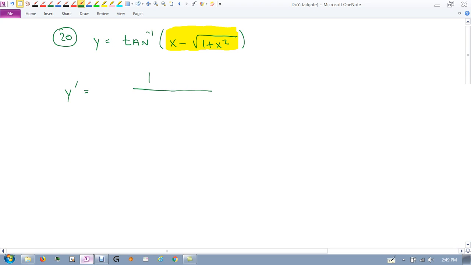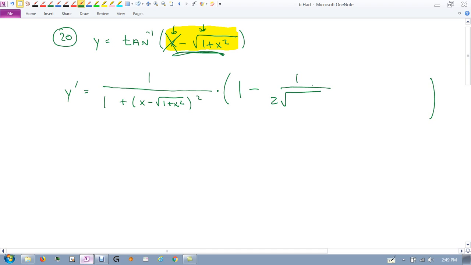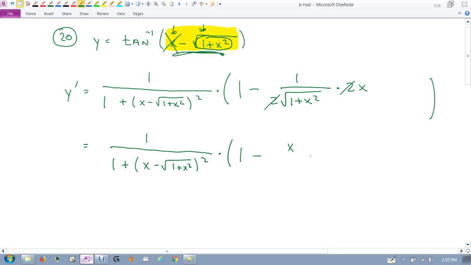So it's going to be 1 over 1 plus the argument squared times the derivative of this. Now when I take the derivative of this, I'm going to get 2 terms, so I have to take derivatives separately. And that means I need a parenthesis here so I can do the derivative of each one. So the derivative of x is 1, so that piece is gone. Minus, now the derivative of the root of something is 1 over 2 times the root of that something, then times the derivative of what's underneath that root, and that is 2x. Alright, this looks bad. 1 over 1 plus x minus root 1 plus x squared, squared, times, and then over here the 2's cancel, so 1 minus x over root 1 plus x squared, like that.